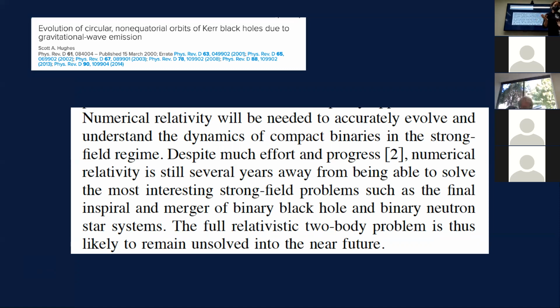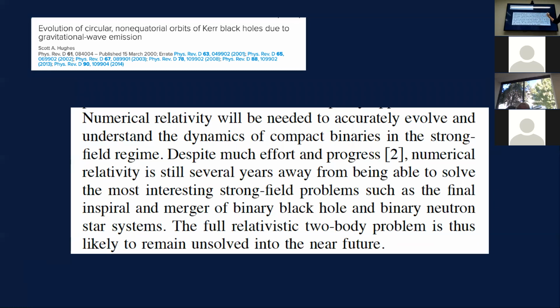And at this point, Hughes said numerical relativity is still several years away from being able to solve the most interesting strong field problems, such as the final in-spiral and merger of binary black hole and binary neutron star systems. I actually think it's interesting. This is a paper from the year 2000. It's interesting to wonder, is this statement still true?